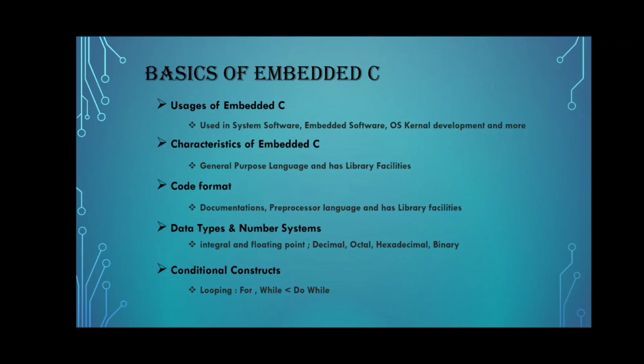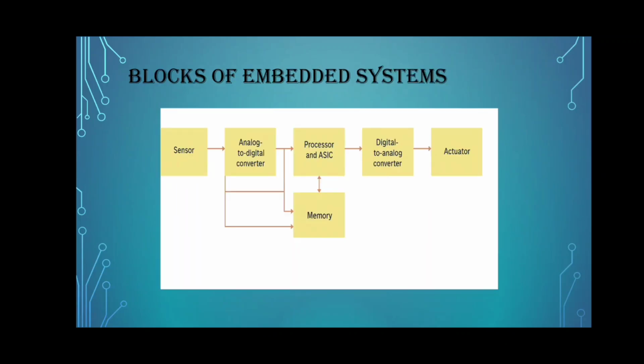Data types and number systems: integral and floating point; decimal, octal, hexadecimal, and binary. Conditional constructions and looping: for, while, or do while. Blocks of an embedded system: sensor, analog to digital converter, processor and ASIC, digital to analog converter, and actuators.